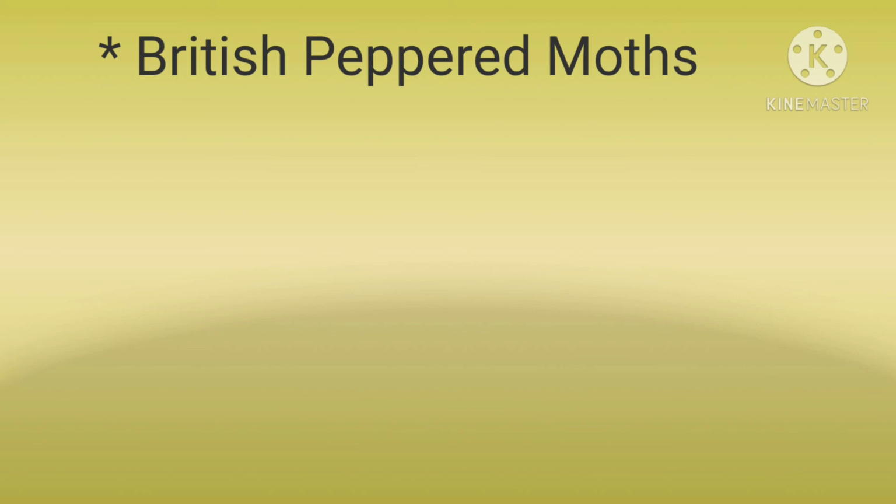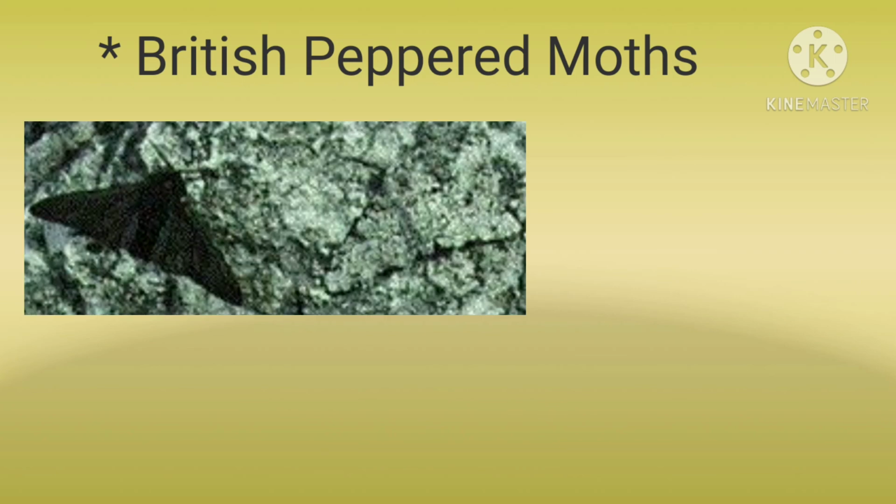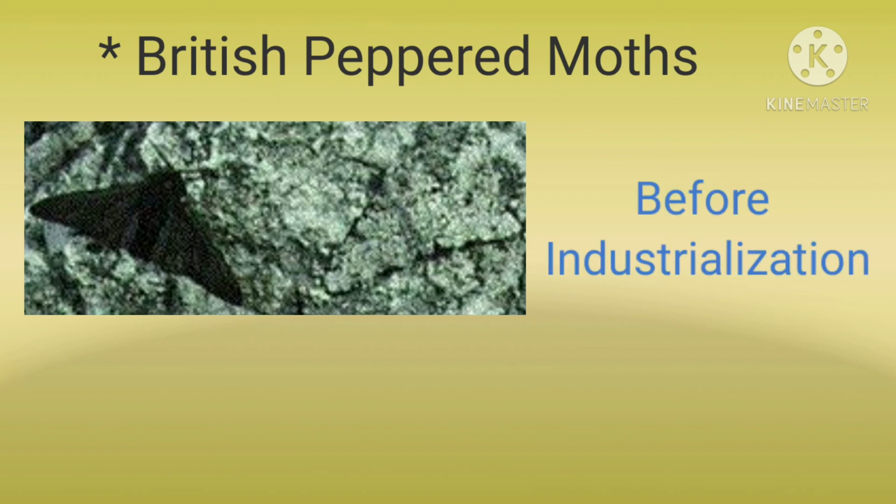Second, the black and the grey colored British peppered moths that lived on the tree trunks inhabited by grey-colored lichens. The grey-colored moths easily camouflaged themselves on the tree trunks and were protected from their predators. The black moths were easily noticed by the predatory birds and were consequently eaten by them in greater numbers. So the population of grey moths was much higher than the black ones.